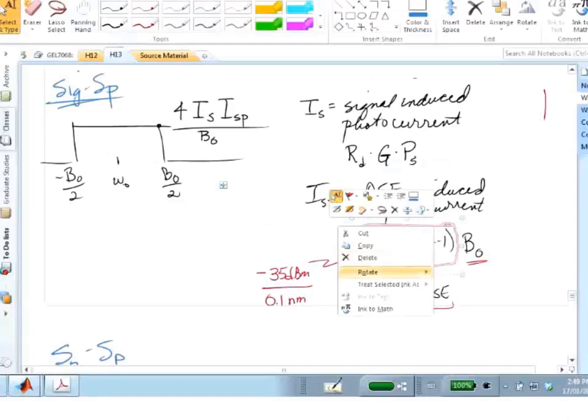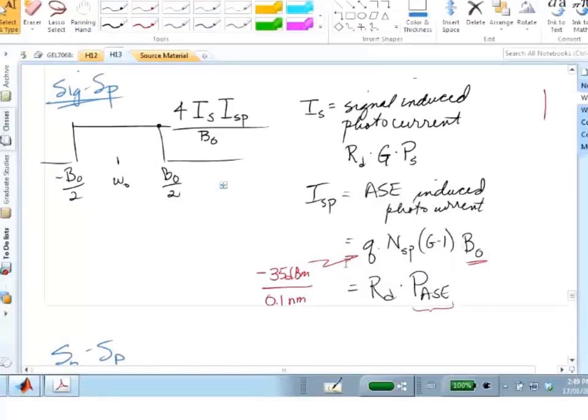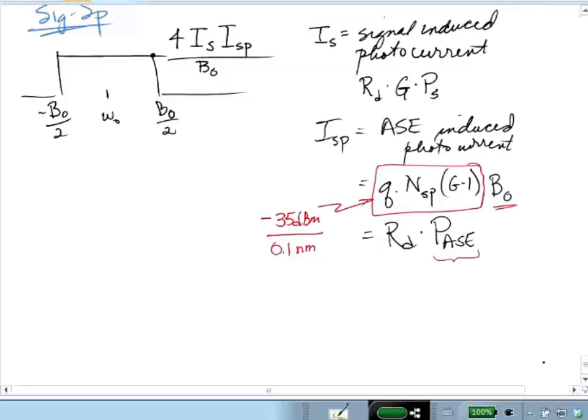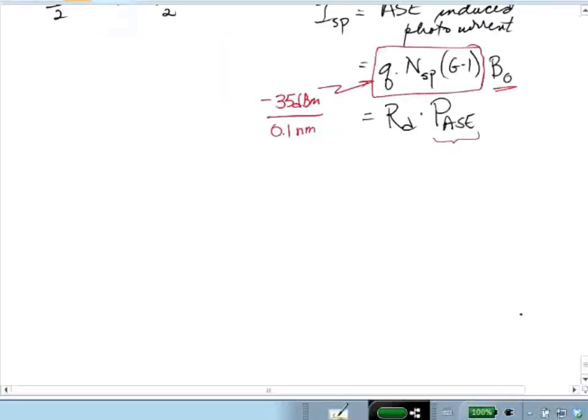So let me just get rid of that now. And instead, what it refers to is this as S_ASE of f times B0. So the power is both of these, and this refers to the power spectral density. N_sp is a characteristic of the amplifier. It's typically in a range from 1.4 to 4. For our purposes, we're going to use some very simple characterization of the ASE noise.